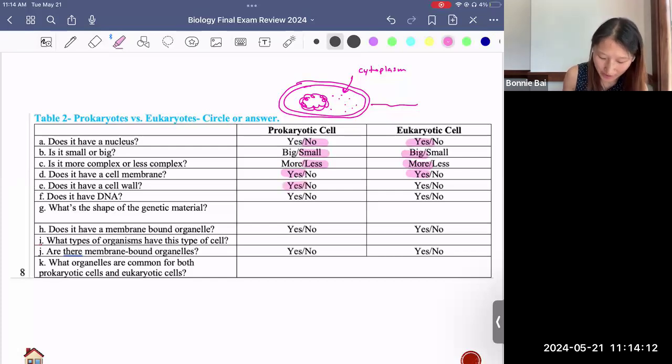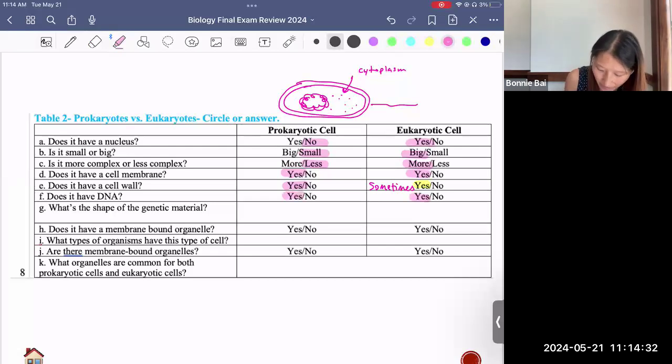Does it have a cell wall? Prokaryotes all have cell walls. Eukaryotes, you can say yes or no. Well, yes will be a better answer, but really the answer is to not write with a highlighter. Sometimes plant cells have a cell wall. Certain fungi have cell walls. Animal cells do not have a cell wall.